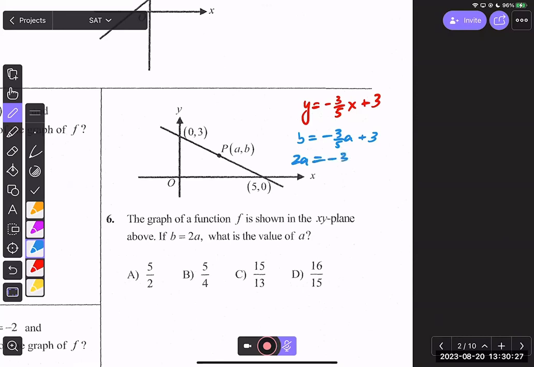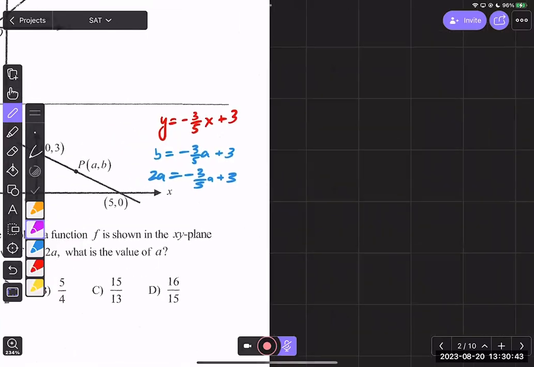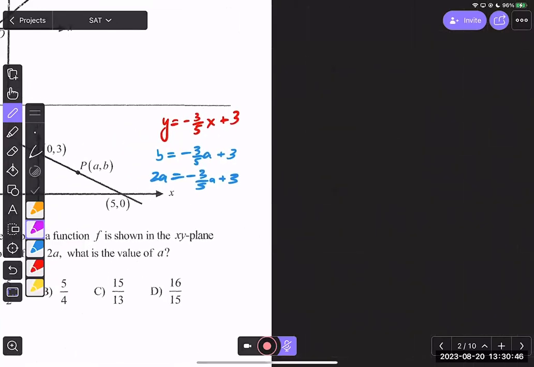Yeah, exactly. The reason for that is because you've been told that b is equal to 2a, so you're simply substituting in the value of 2a instead of b. So then from here you can solve for the value of a pretty quickly. Do you mind doing that real quick? So what is that from here? 3a. A is equal to 15 over 13.